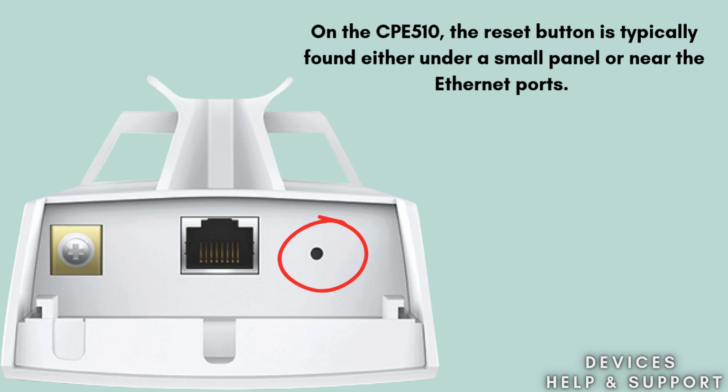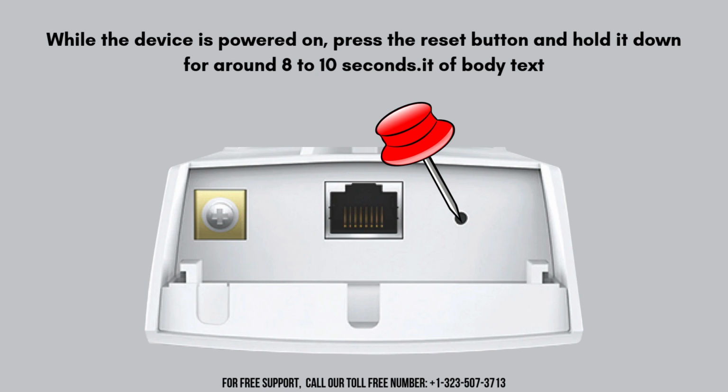On the CPE510, the reset button is typically found either under a small panel or near the Ethernet ports. If the reset button is hidden, it may require a pin or paperclip to press. You'll need something small and pointed, like a paperclip or SIM card tool, to access the button if it's recessed.